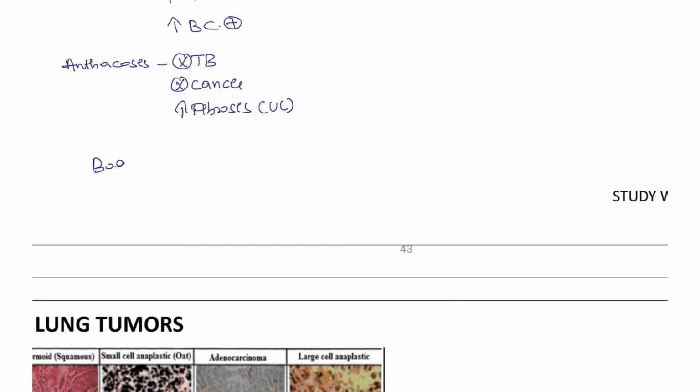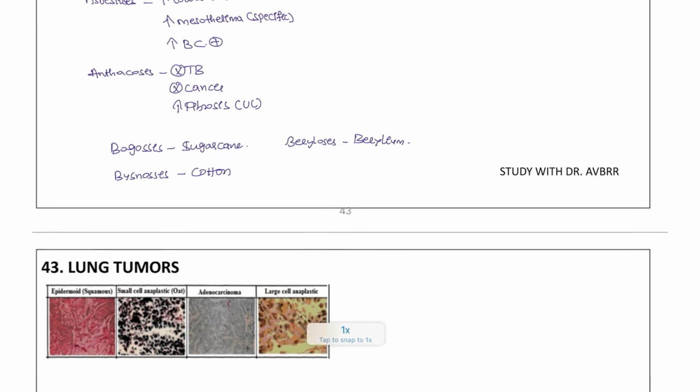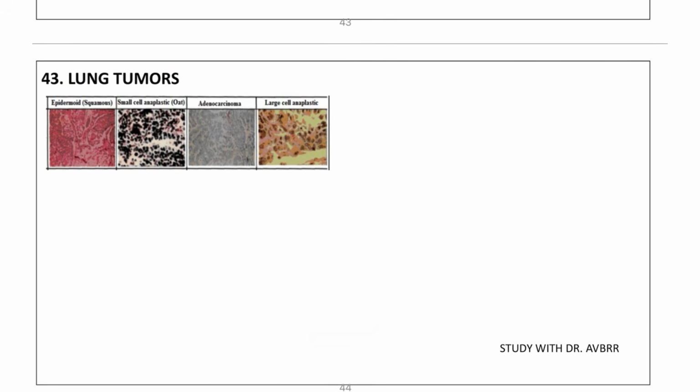Next, bagassosis is due to sugarcane, okay, it is due to sugarcane. And byssinosis is due to cotton, and berylliosis is due to beryllium. Okay, these are some of the pneumoconioses and their conditions. A direct question can be expected, guys.